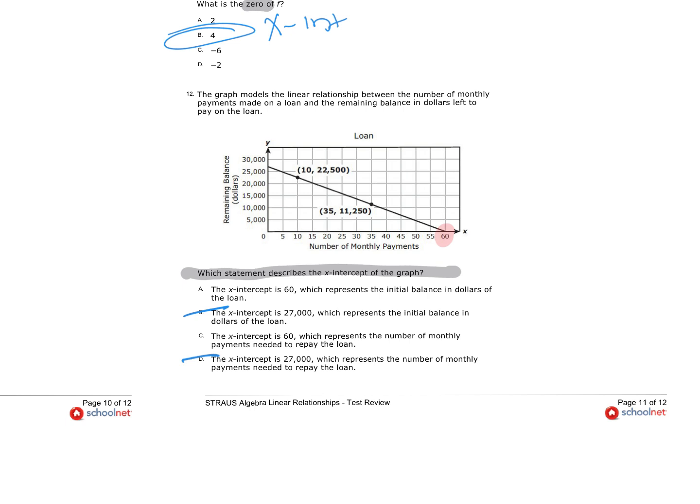So it tells us the x-intercept is 60, which represents the initial balance. Well, the label on the graph alone tells us that it's the number of payments. So this is not the initial balance, because that would mean the initial balance is 60 or 0. That's not it. The x-intercept is 60, which represents the number of monthly payments needed to repay the loan. That is correct. The loan started at $27,500 and it took them 60 months to repay the loan. So C is the answer.